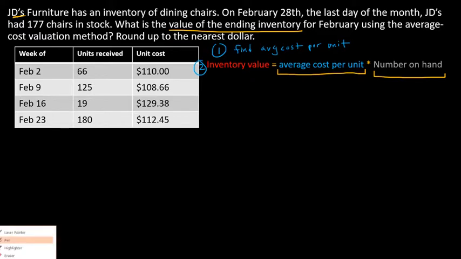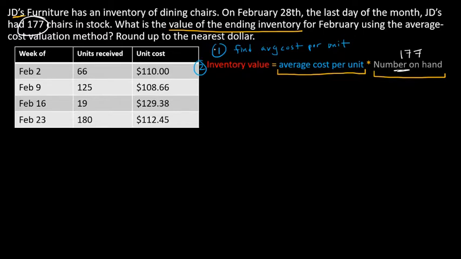Once we find the average cost per unit, we can then figure out the value of the ending inventory, because they've already told us, right? They've already told us that there are 177 chairs on hand. Okay, that's our number on hand. So all we have to do is figure out average cost per unit, which we can then plug into this formula for inventory value, okay, to find our final answer.